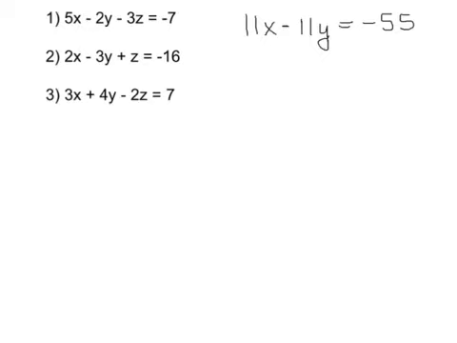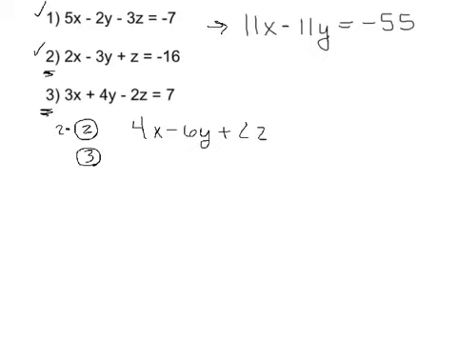So at this point, I've already used equation 1 and 2 to get this equation. Now let's go ahead and use equation 2 and 3 and eliminate the z. So I'm going to use equation 2. I'm actually going to multiply equation 2 times 2 and equation 3. So 2 times 2 is 4x minus 6y plus 2z equals negative 32. Rewrite equation 3.